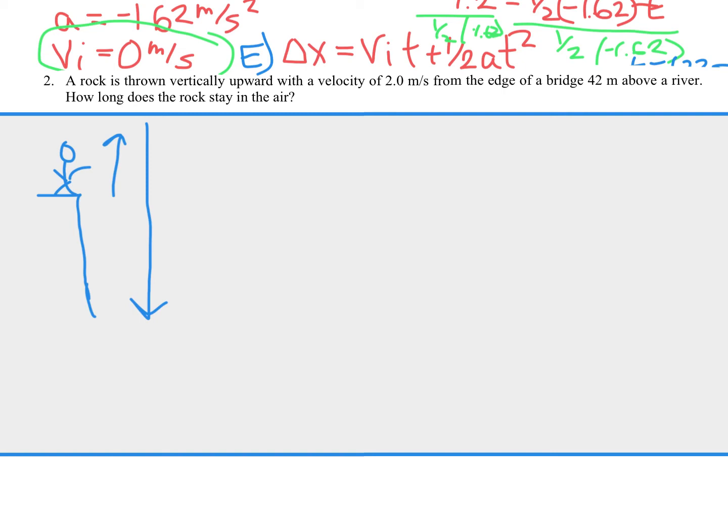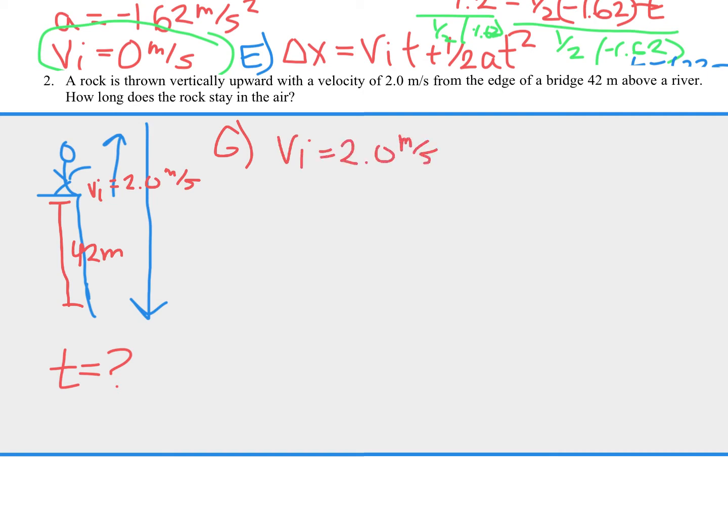We know that that bridge is 42 meters high, okay? We also know that the initial velocity thrown up for that object is 2.0 meters per second. Perfect. We want to know how long the rock stays in the air, so it looks like I'm trying to figure out the time it's in the air. All right, well, let's think about some of the things we're given here. First of all, I'm given that my initial velocity is 2.0 meters per second.